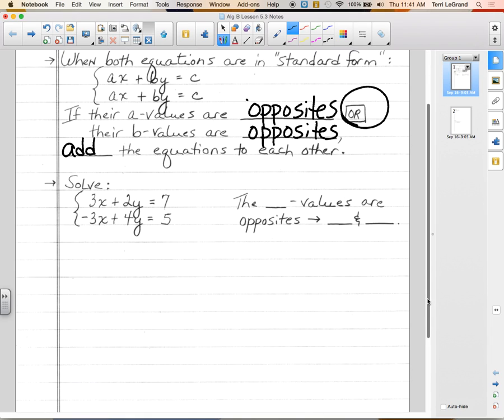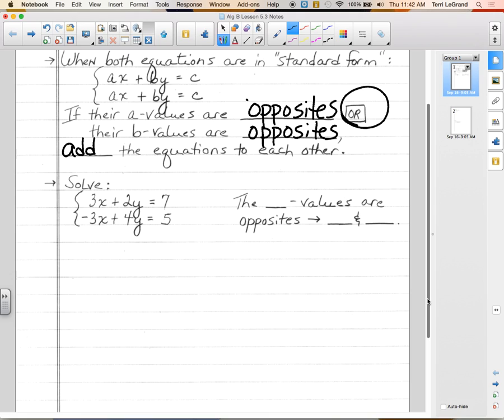So let's look at this system of equations here. 3x plus 2y equals 7. What's the a value in that one? 3. Everybody, I want everybody participating. No hands need to go up. What's the a value in that first equation? 3. What's the b value? 2. What's the c value? 7. Okay. How about the second equation?